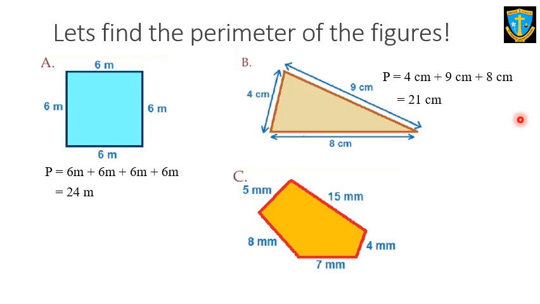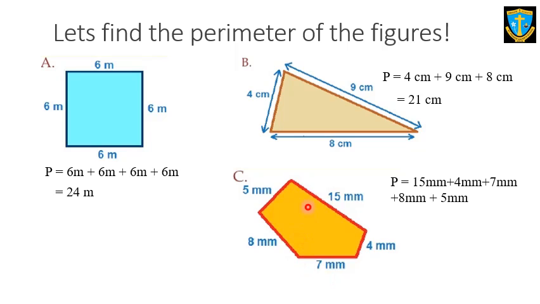Oh, here comes the third one. Let us count the number of sides. 1, 2, 3, 4, 5. It's a 5-sided figure, but you cannot call it a pentagon because you see the sides, the lengths differ. In a pentagon, all sides will be equal like the square. Okay, so let's add the perimeter.